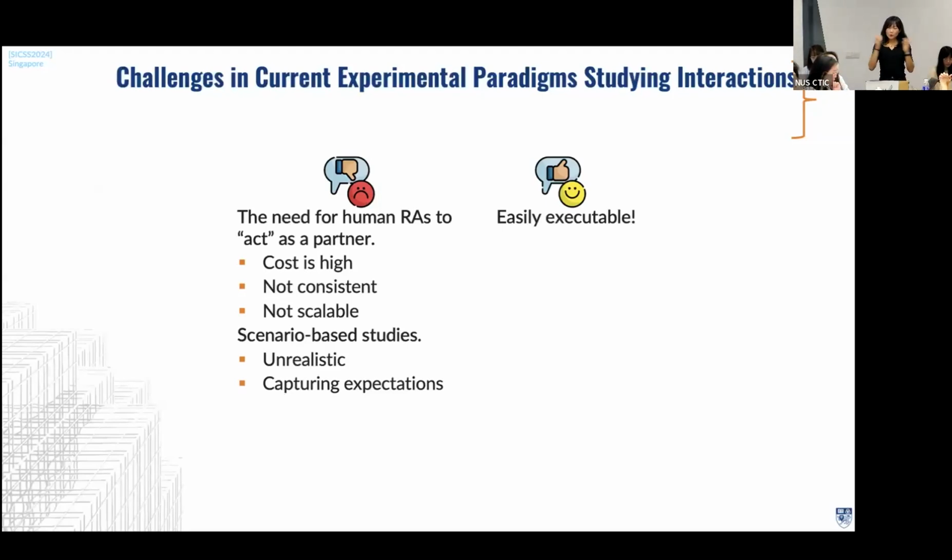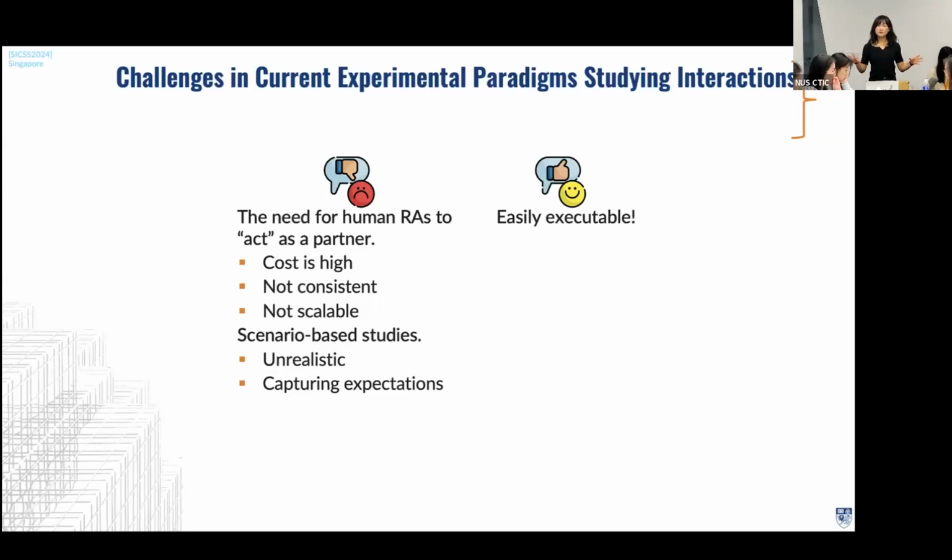OB people are very interested in leadership, right? Different leadership is reflected in different ways of behaving, but you can't ask an RA to always behave exactly consistently across the board. And also it's very difficult to scale up because we only have this many humans. If a human needs to be present at any interaction or collaboration, it's going to take forever to get data in. We also have more scenario-based studies of interactions, but they're not very realistic.